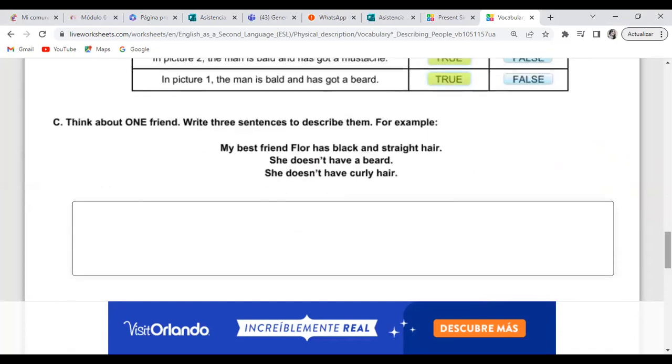Now, before we finish this exercise, it says, think about one friend and write 3 sentences to describe your friend. Example, my best friend Flor has black and straight hair. She doesn't have a beard. She doesn't have curly hair. Now you are going to tell me 3 sentences that describe your best friend or one of your friends using the vocabulary for physical appearance. What can you tell me, guys?